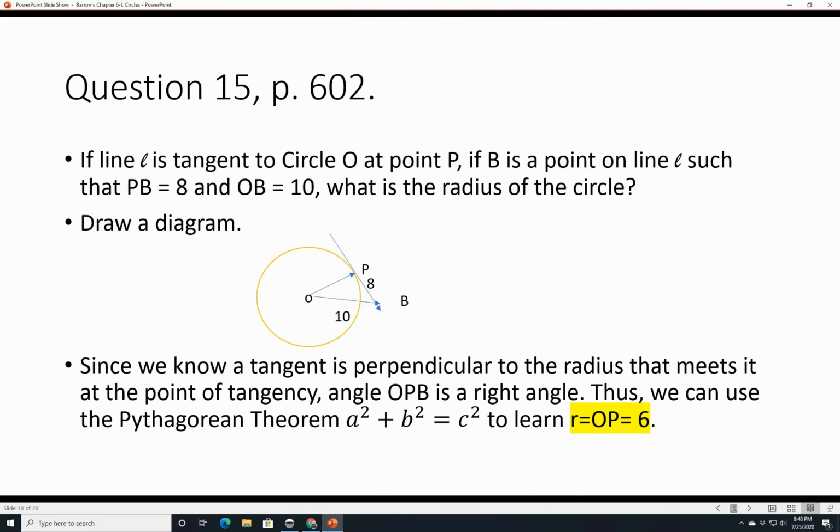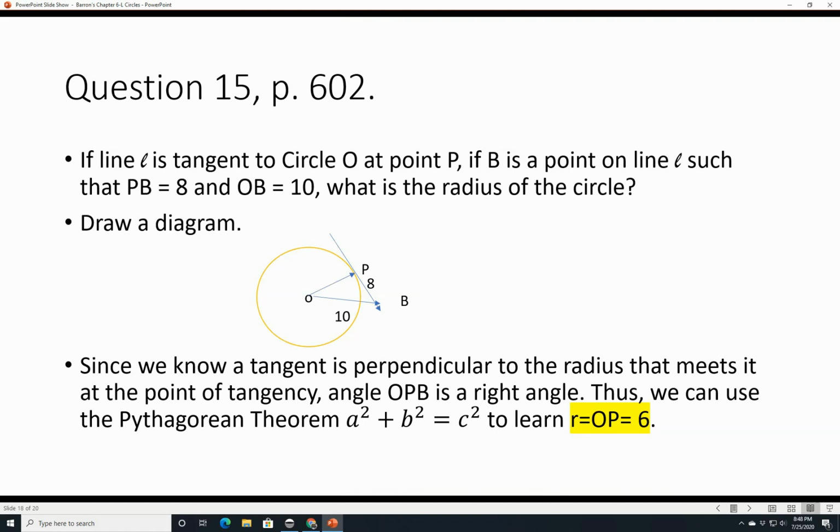Question 15, page 602. If line L is tangent to circle O at point P, and B is a point on line L such that PB equals 8 and OB equals 10, what's the radius of the circle? Well, you can draw a diagram. Since we know a tangent is perpendicular to the radius that meets it at the point of tangency, angle OPB is a right angle.